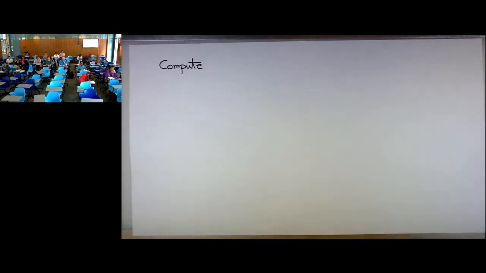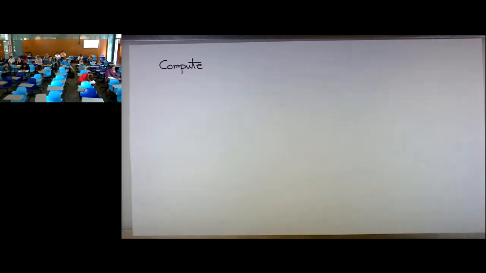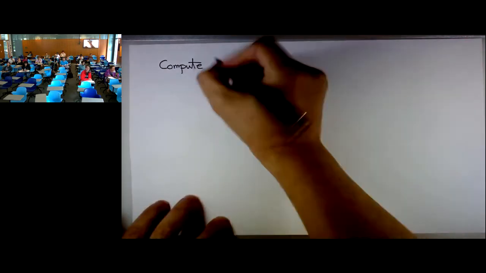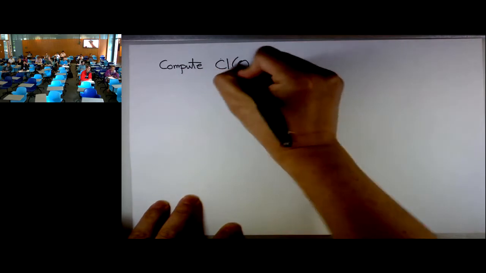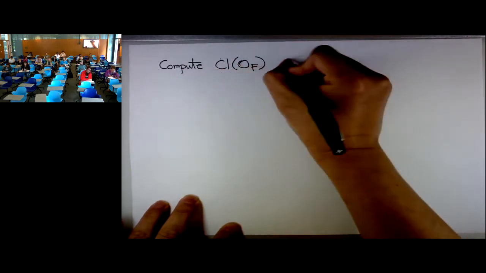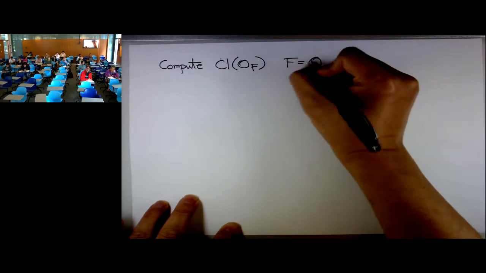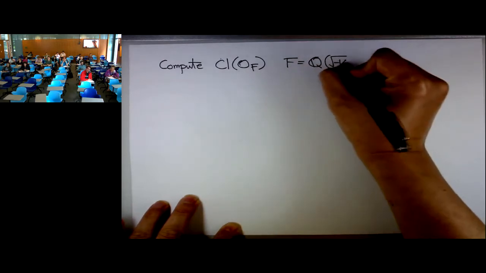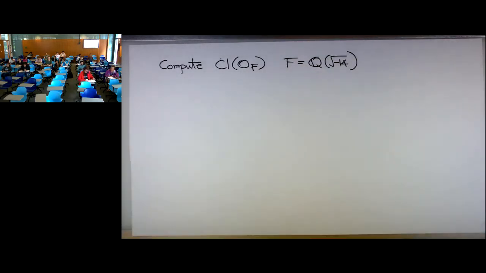Okay, I'll start. So this is the fourth and last lecture on algebraic number theory. We'll start by recalling where we ended last time. We were computing the ideal class group of a particular ring of integers, namely Q adjoin square root of -14. Okay, so let's recall this.